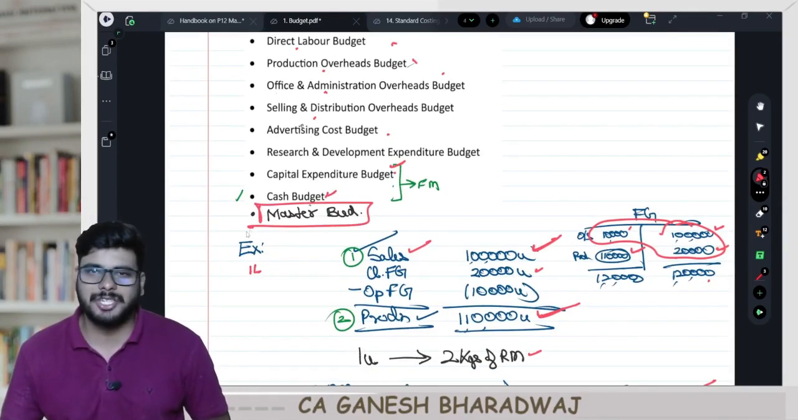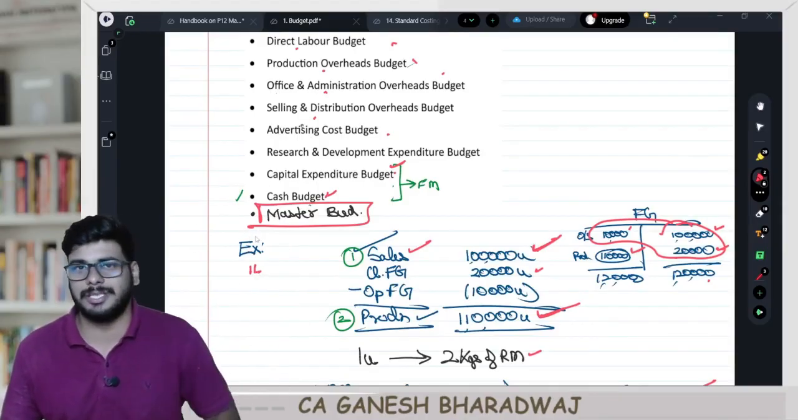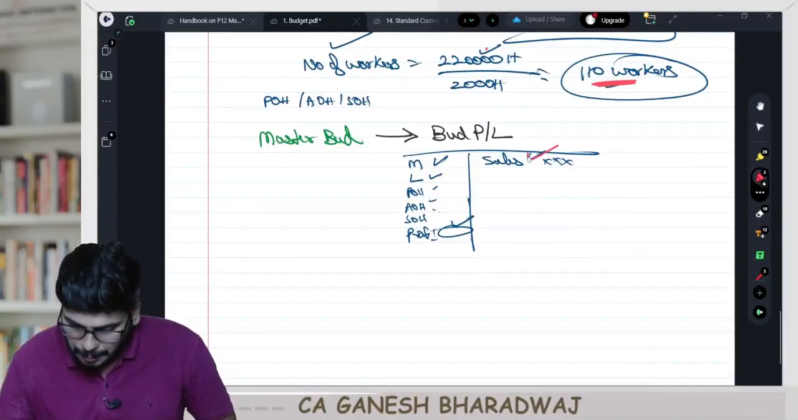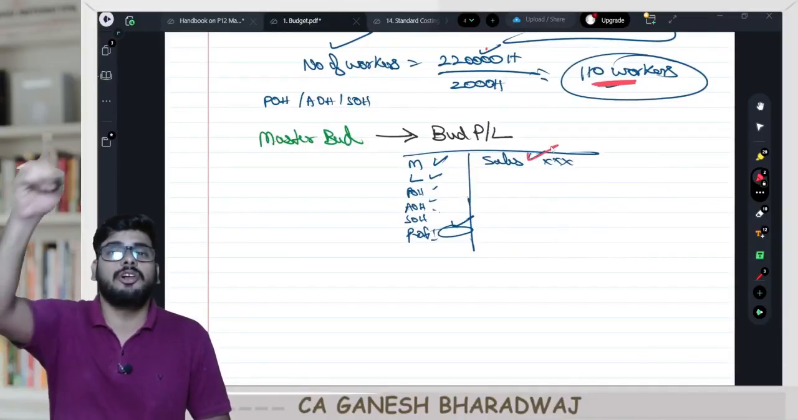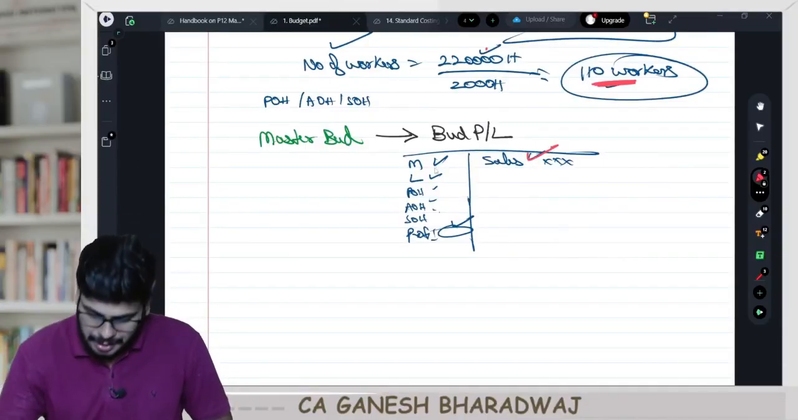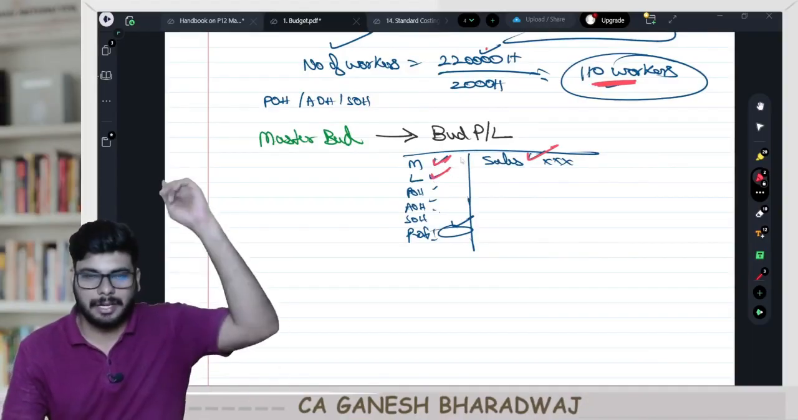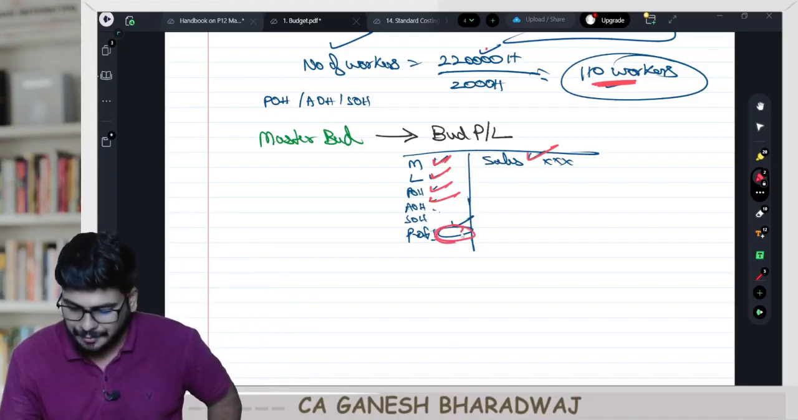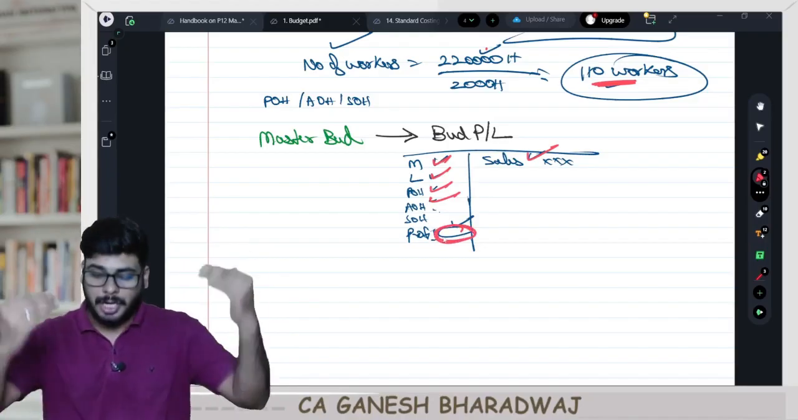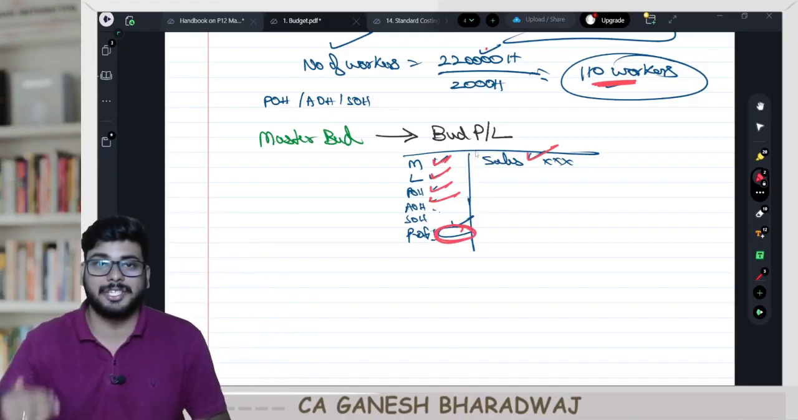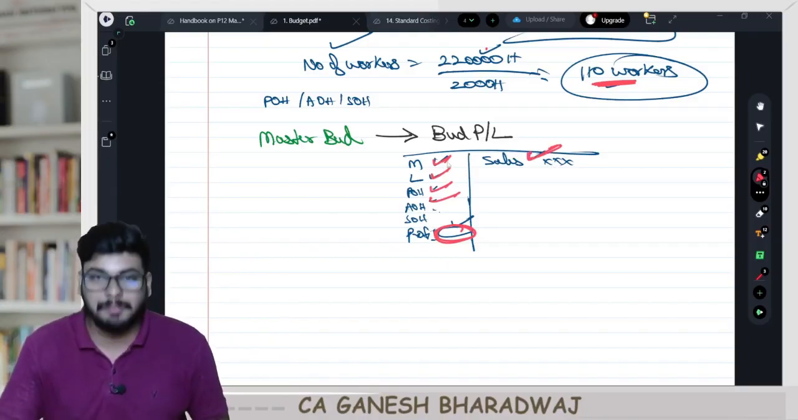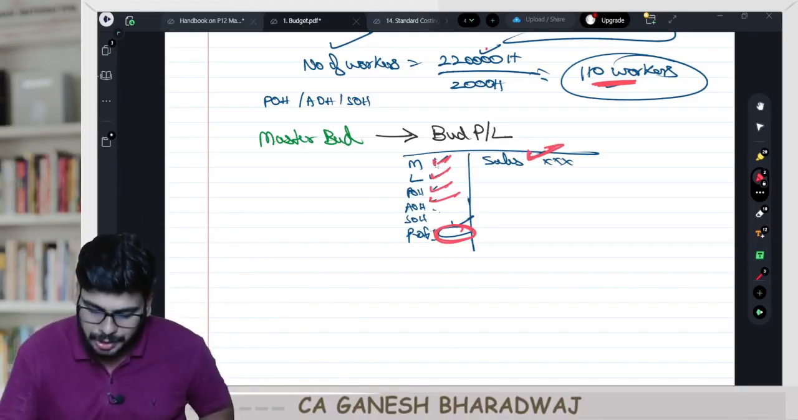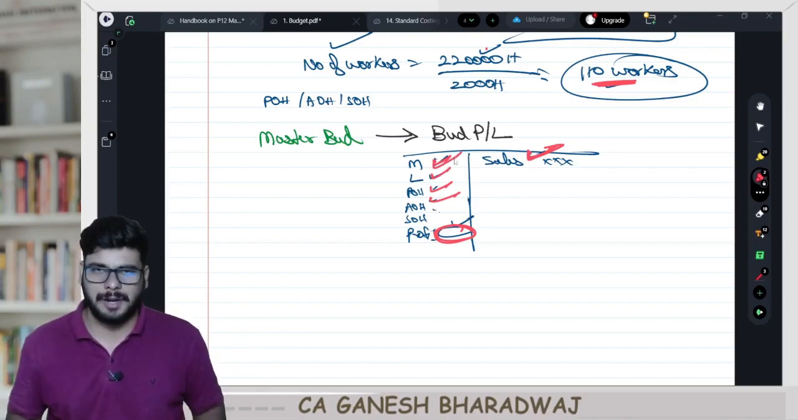This master budget is nothing but the budgeted profit and loss statement. Here you will have the budgeted sales, right? And all the cost budgets will be here: material cost budget, labor cost budget, POH, AOH, all these things. And finally, you will have the budgeted profit. Now in this master budget, all the other functional budgets will come as working notes. There you do the workings and post them here in this budgeted P&L statement. Are you clear with this?